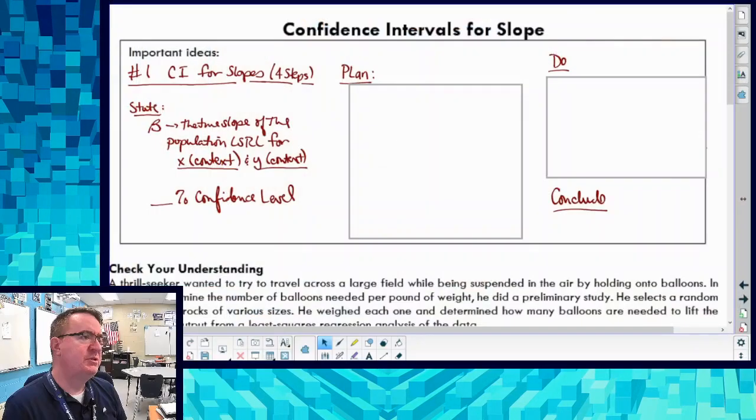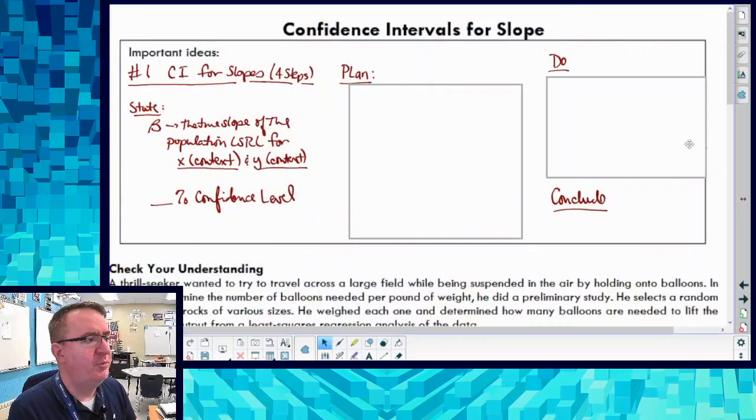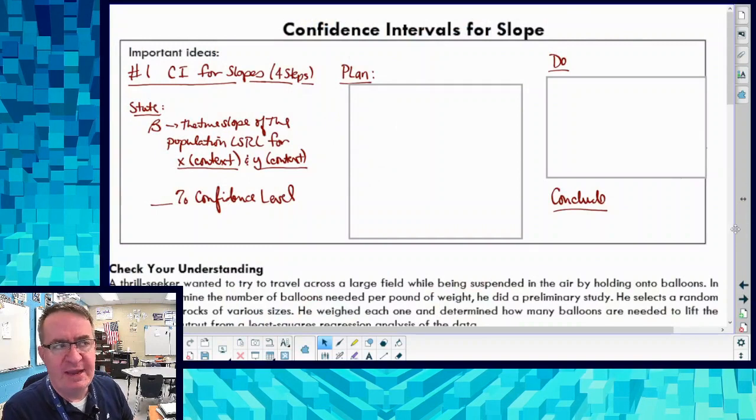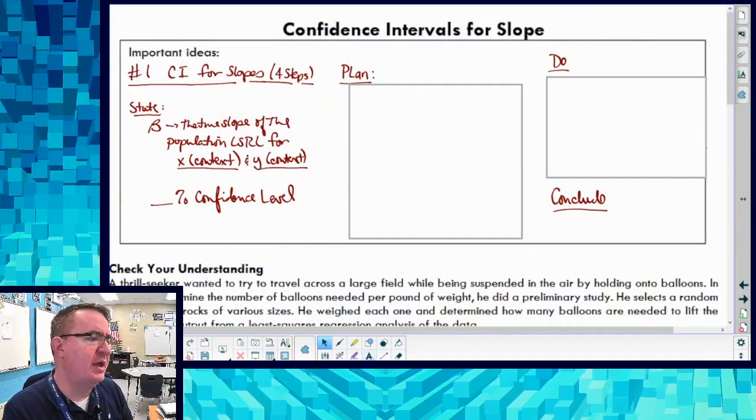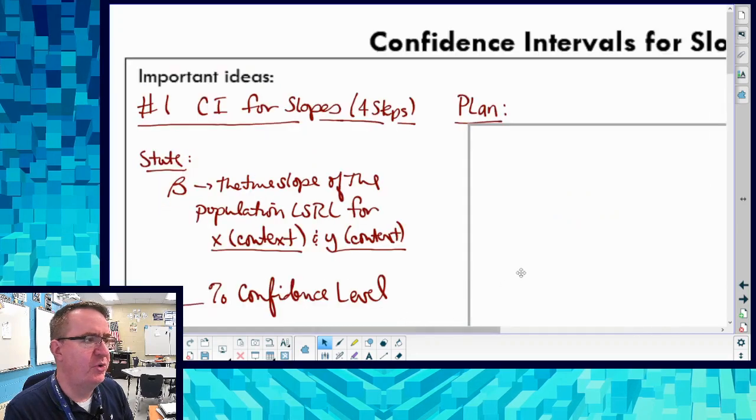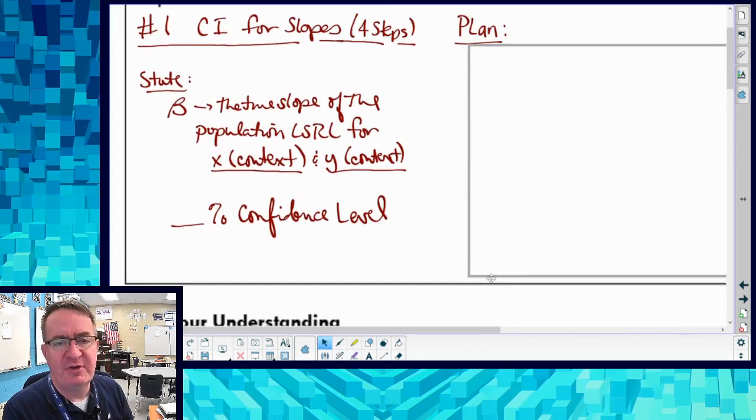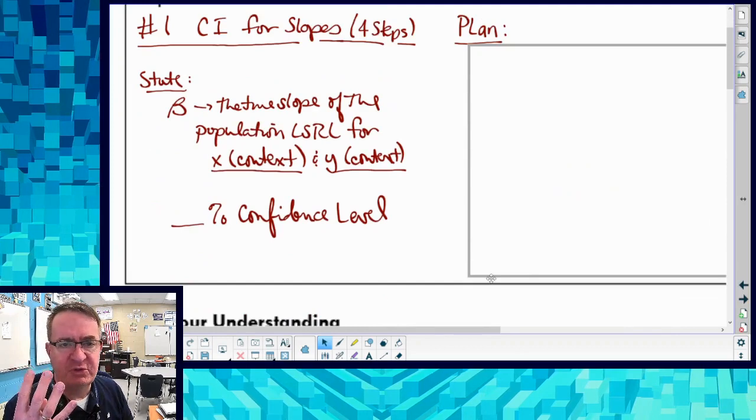Okay, so we'll jump over here. I'm going to zoom in a touch. Now this is one big idea. We're just going to go ahead and break this down kind of into thirds. And so the big idea is confidence interval for slopes, 4 steps as usual.